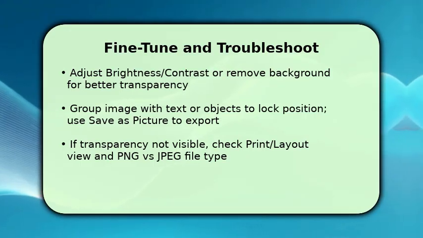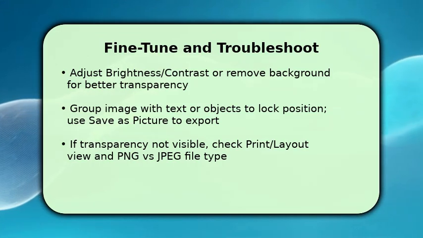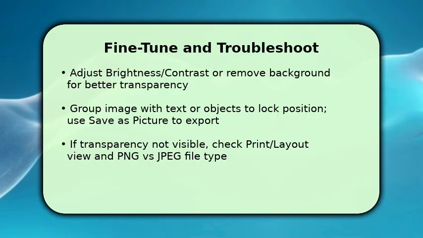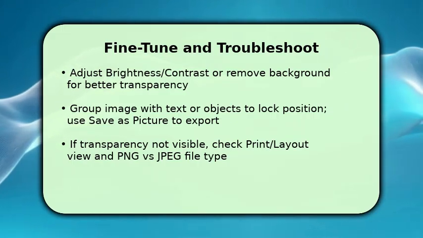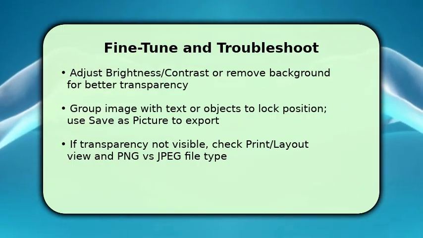Use Remove Background or Corrections in Picture Format, then tweak brightness/contrast. Once satisfied, group the image with nearby text or shapes to lock layout, or right-click and save as picture to reuse. If you don't see transparency, make sure you're in Print Layout view and that you used a PNG or supported format. Convert to PNG if printers or older Word versions flatten transparency.